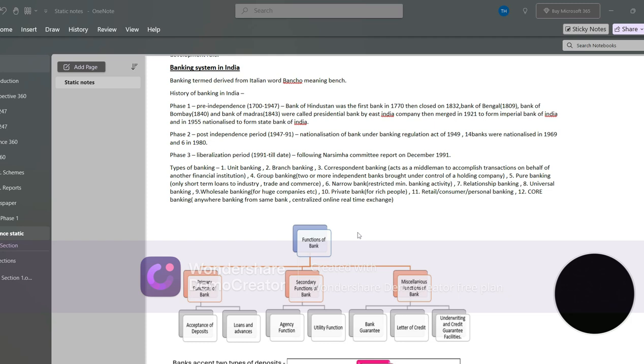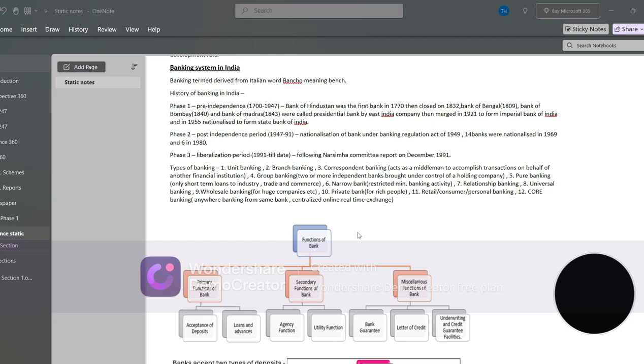Now, after that, in phase two, the post-independence period from 1947 to 1991, the nationalization of banks under the Banking Regulation Act happened in 1949. In the first phase of nationalization, 14 banks were nationalized in 1969 and six other banks were nationalized in 1980.